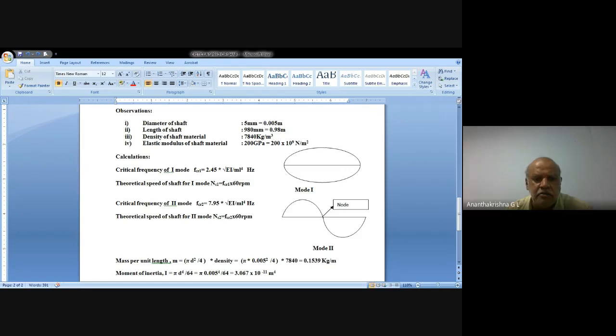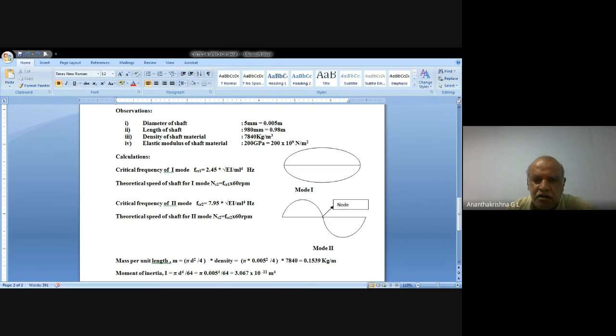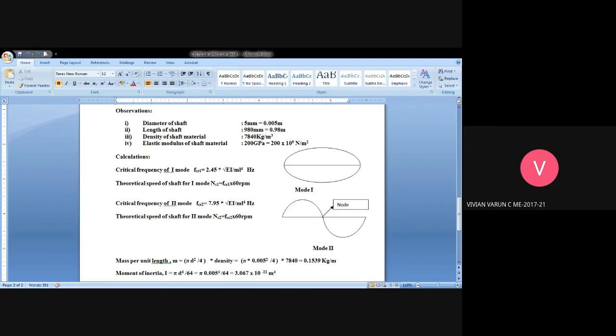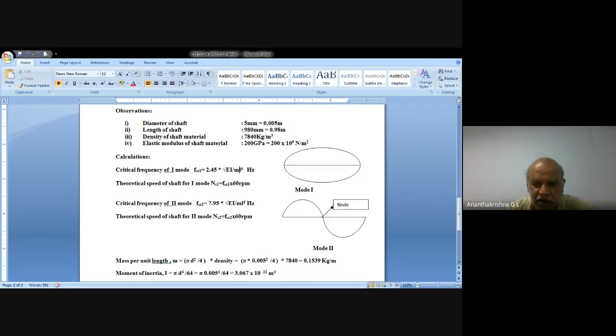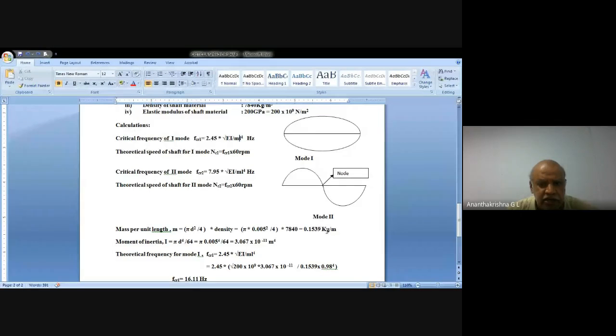Excuse me, sir. Yeah, tell me, Varun. So what is the value of m, sir, in the denominator? Mass per unit length. It's not displayed there on your screen. Got it. It is 0.1539 kg per meter. So it is pi d square by 4, the area, into density. Moment of inertia, what you get is 3.067 into 10 power minus 11 meter to the power 4.